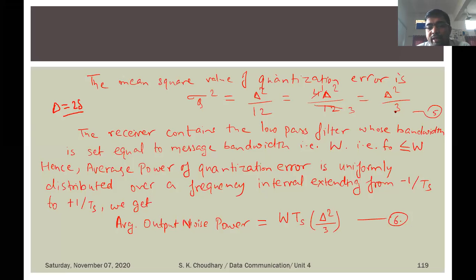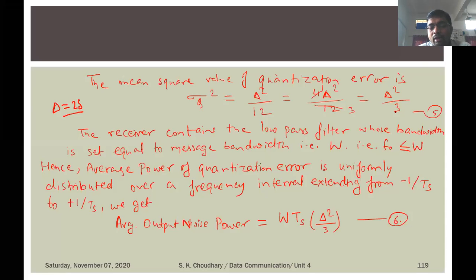Okay, so we get the average output noise power in this way, that is WTS delta square upon 3. You just integrate from -1 upon Ts to +1 upon Ts of sigma square del T. That gives equation number 6: WTS delta square upon 3. This is the average output noise power.